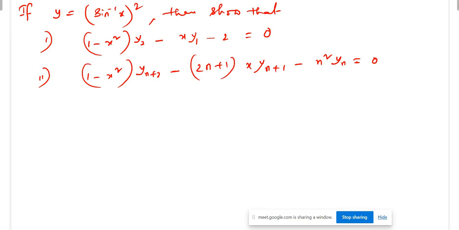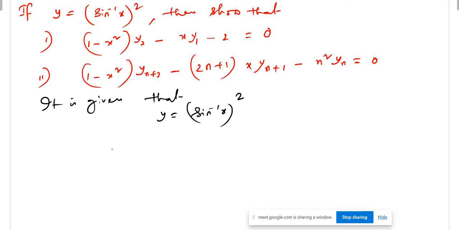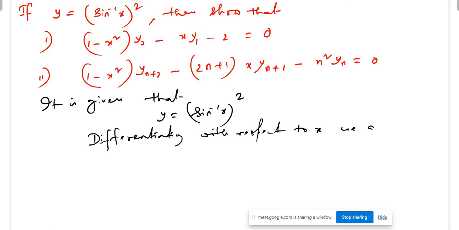How to give the solution of this problem? First thing, it is given that y equal to sine inverse x whole square. So differentiating both sides with respect to x, we get y1 equal to 2 sine inverse x into the derivative of sine inverse x.